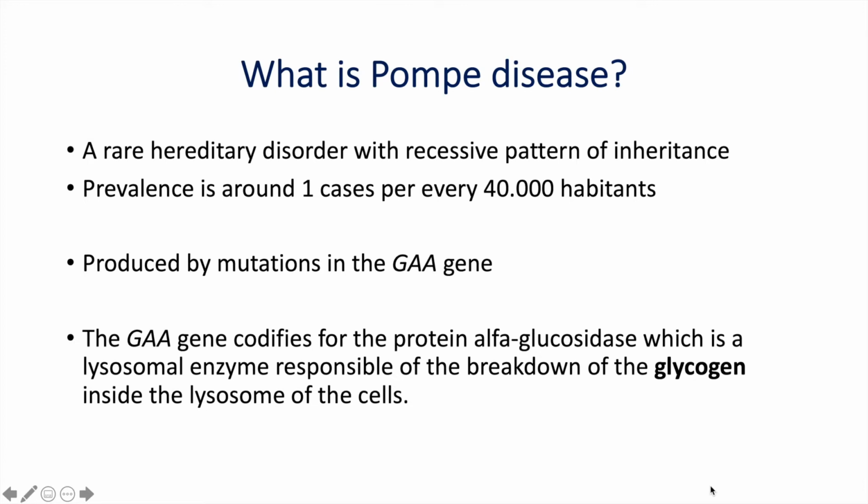So I'm sure that you know all this. Pompe disease is a rare hereditary disorder with a recessive pattern of inheritance. The prevalence is around 1 case per every 40,000 inhabitants, so it's a rare disease. It's produced by mutations in the GSD2 gene. This gene codes for a protein called alpha-glucosidase, which is a lysosomal enzyme responsible for the breakdown of glycogen inside lysosomes in the cells.